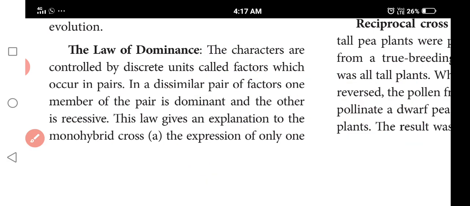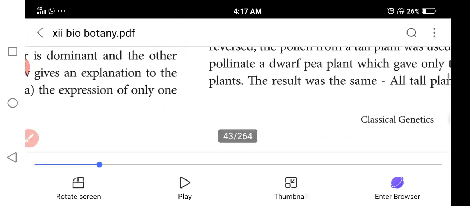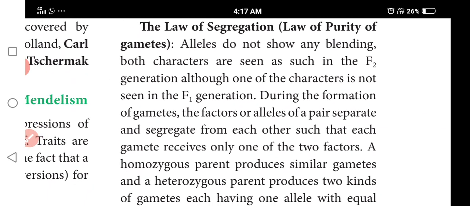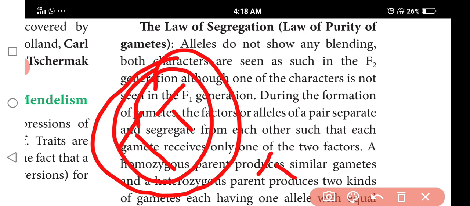Next we discuss the law of segregation, also called the law of purity of gametes. Alleles do not blend. Both characters appear in the F2 generation, but one of the characters, dwarfness, is not seen in the F1 generation. During the formation of gametes, the factors or alleles separate and segregate from each other. So capital T and small t separate from the pair during the formation of gametes.